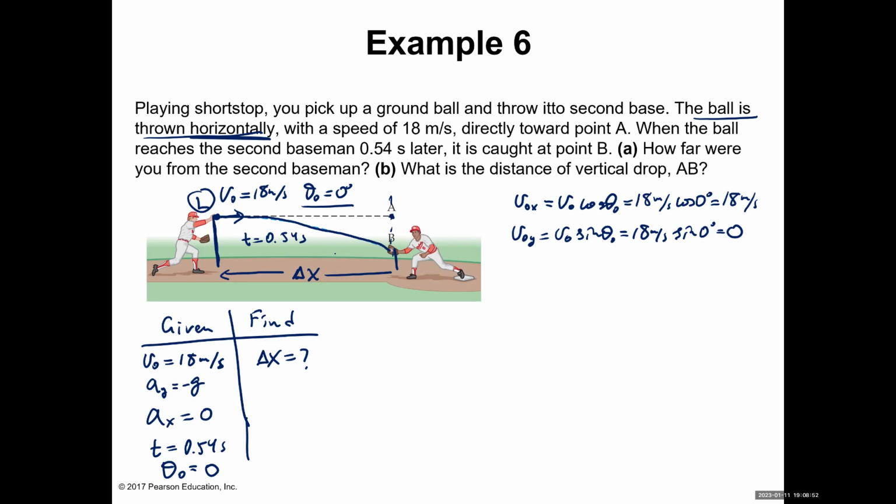Okay. Now, doing this, I calculated my horizontal velocity. But remember, I calculated that horizontal velocity for position L. But what is my horizontal velocity for position B?